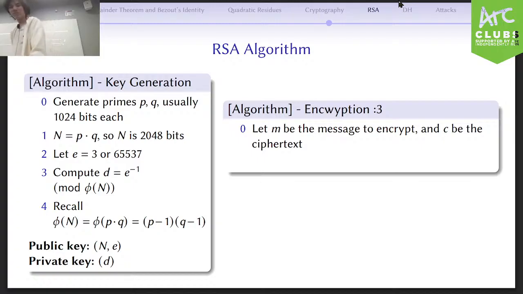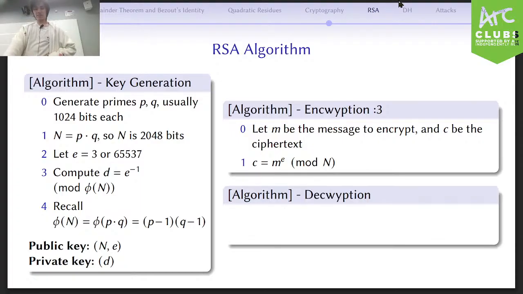Okay, so encryption. Let M be the message you want to encrypt and C be the ciphertext. So these are all just numbers. We're going to have C equals M to the E, and then mod N. So very simple. And then decryption. Again, really simple. M equals C to the D, and then mod N.